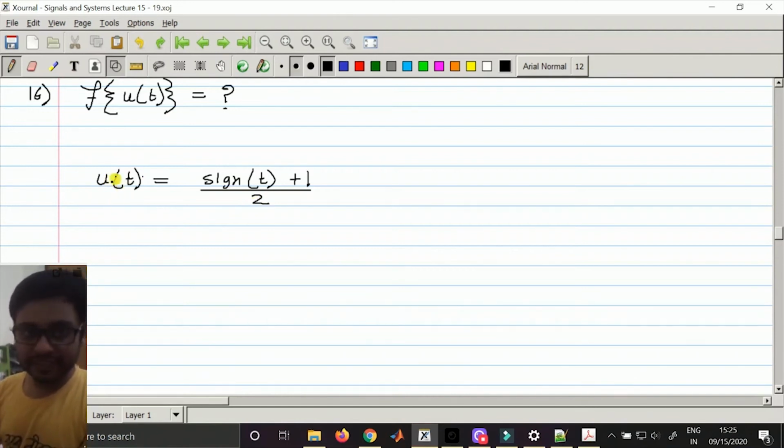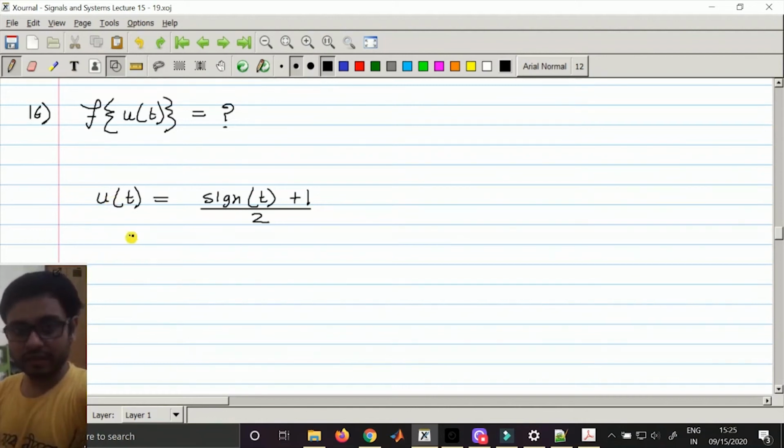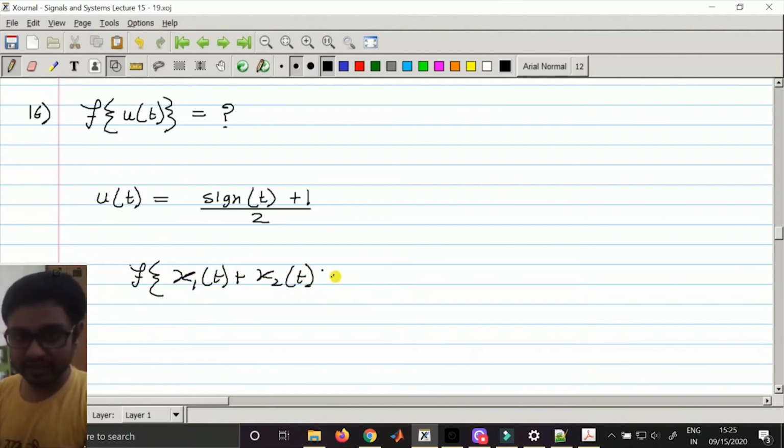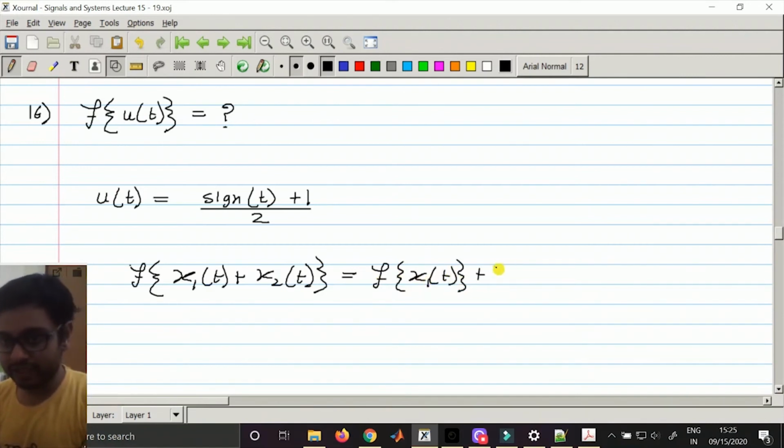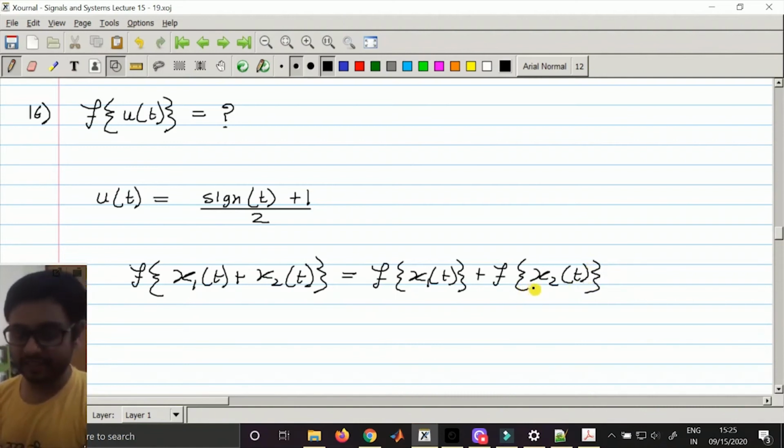Now, another fact: the Fourier transform of the sum of two signals x1(t) plus x2(t) is always equal to the Fourier transform of x1 plus the Fourier transform of x2. The Fourier transform is linear in nature; it obeys homogeneity, superposition, etc. This is very easy to prove. That is your homework.